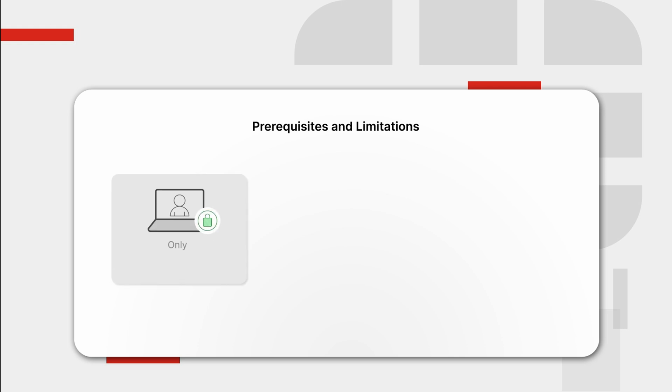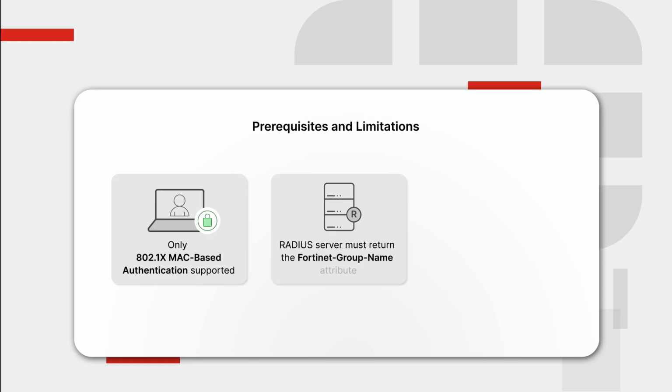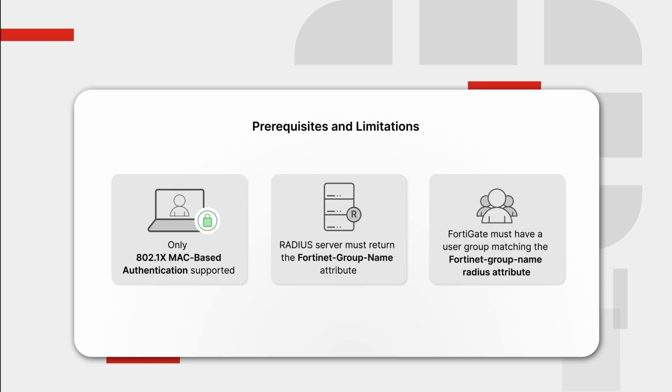It's important to note that there are some prerequisites and limitations to this feature. For instance, only 802.1x MAC-based authentication is supported. Secondly, the Radius server must return the Fortinet group name attribute containing the user group information. Also, the FortiGate device must have a user group matching the Fortinet group name Radius attribute, and the Radius server must be added as a member to the user group.